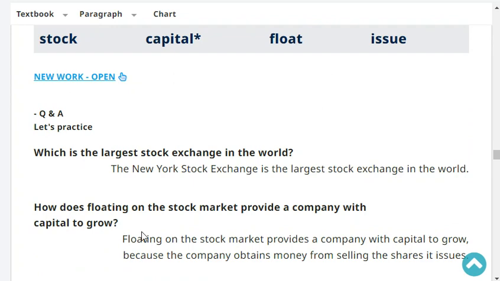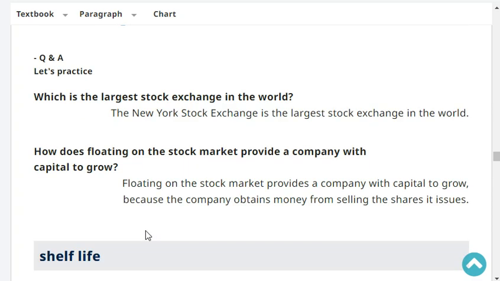Okay. Which is the largest stock exchange in the world? The New York Stock Exchange is the largest stock exchange in the world. Very good.